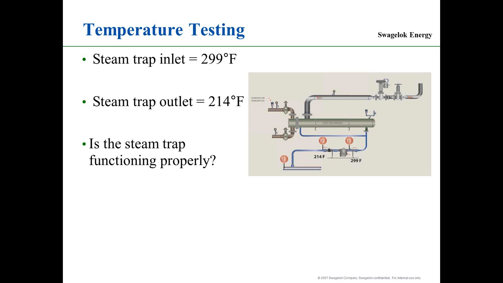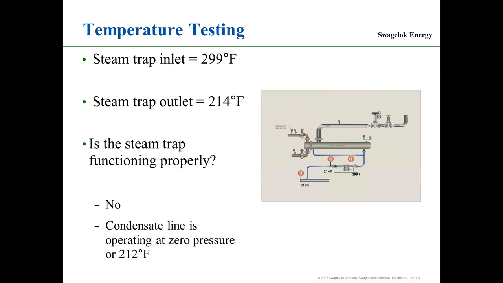Then we move into, can I test a steam trap with temperature? On this steam trap here, you see the inlet temperature is 299 degrees Fahrenheit. You see the outlet's 214 degrees Fahrenheit. Is the steam trap functioning properly? And people go, well, yes, because there's a temperature differential across the steam trap. So, yes, it's working correctly. In essence, it's not. Because the condensate return system is at atmospheric conditions, so 100 degrees C or 212 degrees.